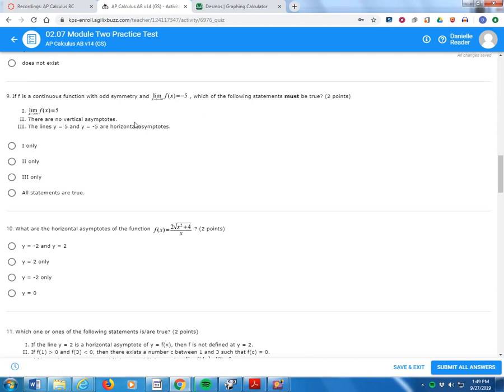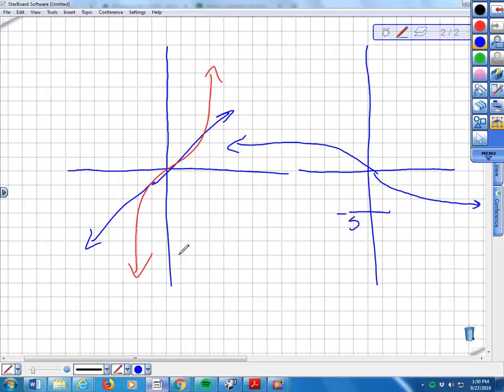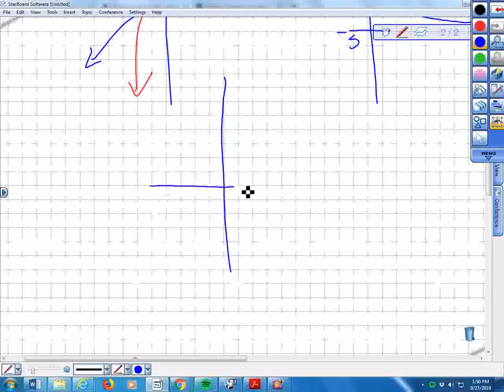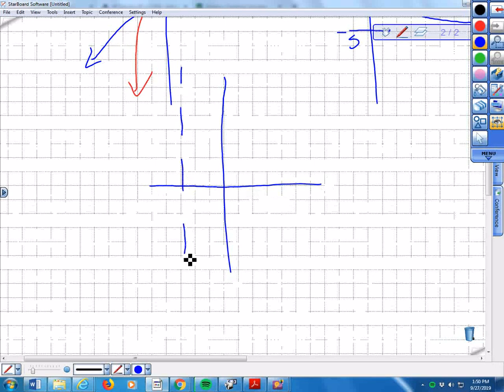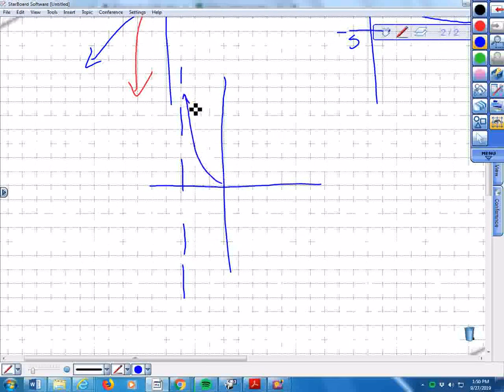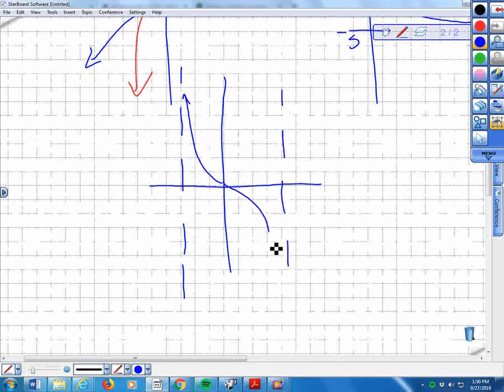There are no vertical asymptotes. Well, we don't know that just because the limit exists, because it could be approaching -5. I'm trying to think here. If it's a vertical asymptote and it approaches an actual number, let's think about what that means. Let's draw a function that has a vertical asymptote. It could go up like this, and it could go down like this and still be odd.